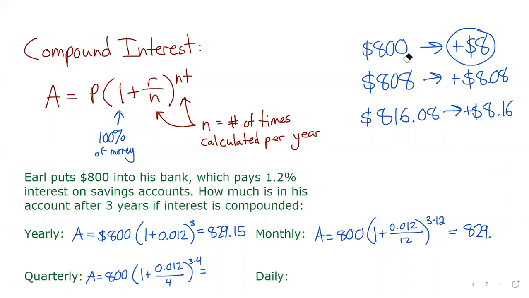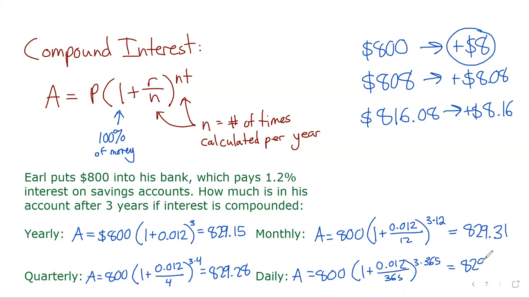So this is actually, I was looking at the wrong thing on my piece of paper. This was actually 31 cents. And then this is the 28 cents. And then if we were to do it daily, so that would be 1/365th of the interest, but 365 times as often. How much extra would that give us? Well, as it turns out, not a lot.